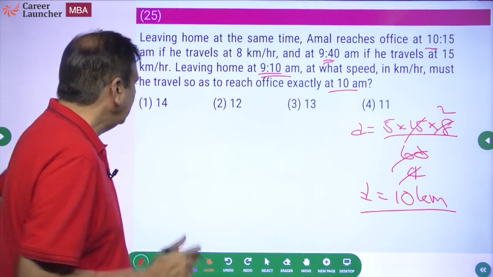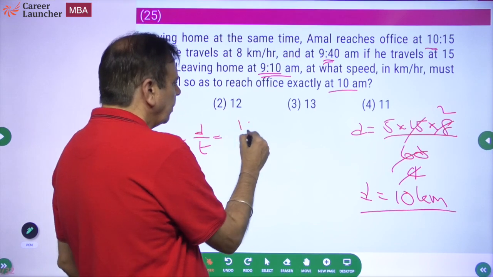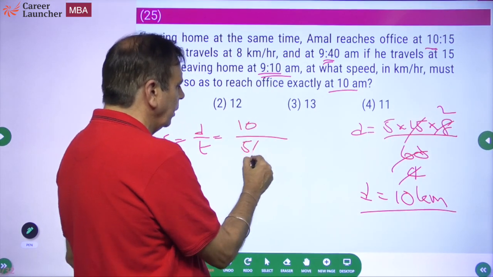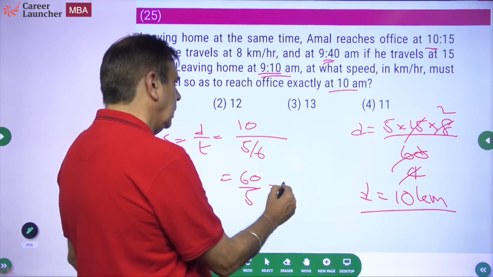Okay. So speed is equal to distance upon time. Distance is 10 kilometers, time is 50 minutes, or in terms of hours, it is 5/6 of an hour. So 60 by 5 equal to 12.